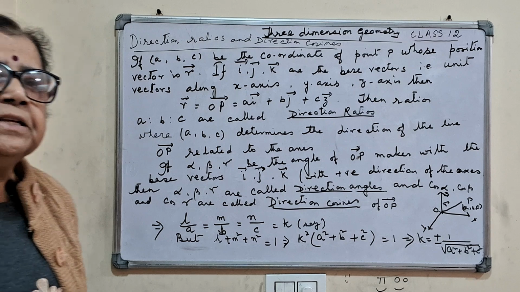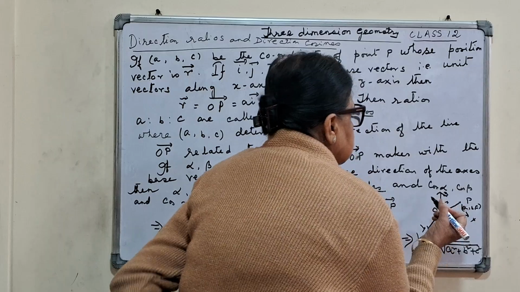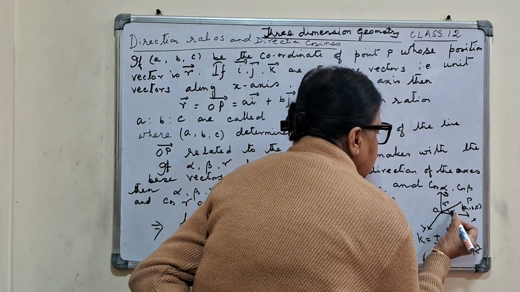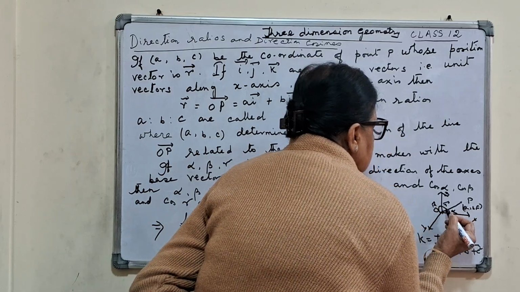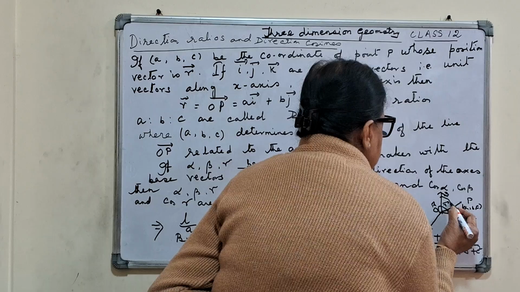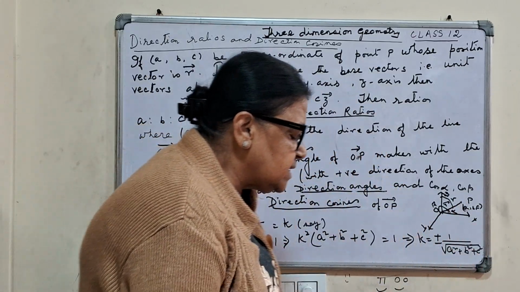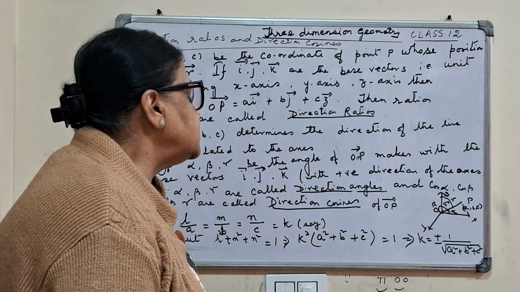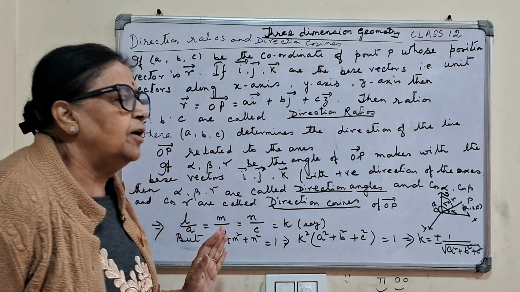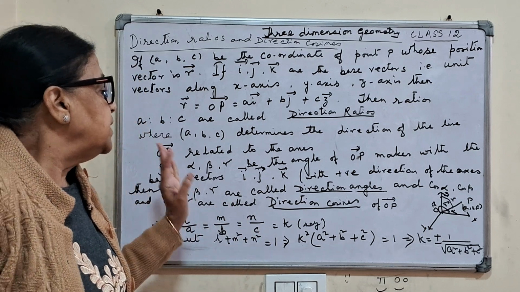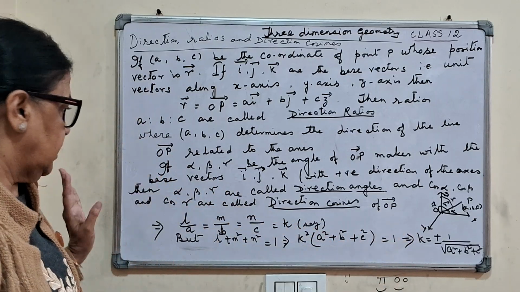Now if alpha, beta, and gamma are the angles with the positive direction, suppose this is angle alpha, and this is angle beta, and this is angle gamma. So these are the angles. These are called direction angles. Then cos alpha, cos beta, cos gamma are called direction cosines of OP vector, that is R vector.